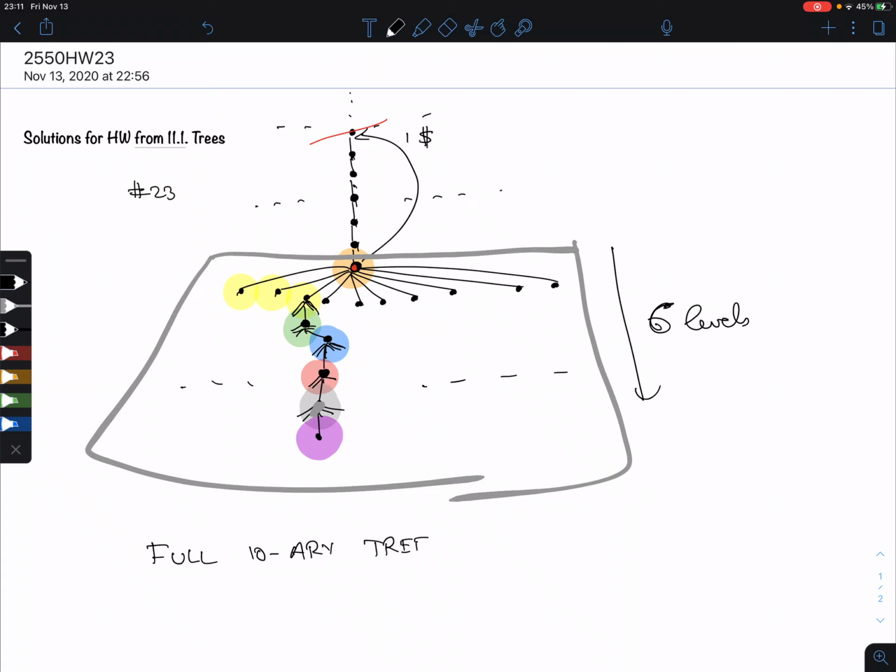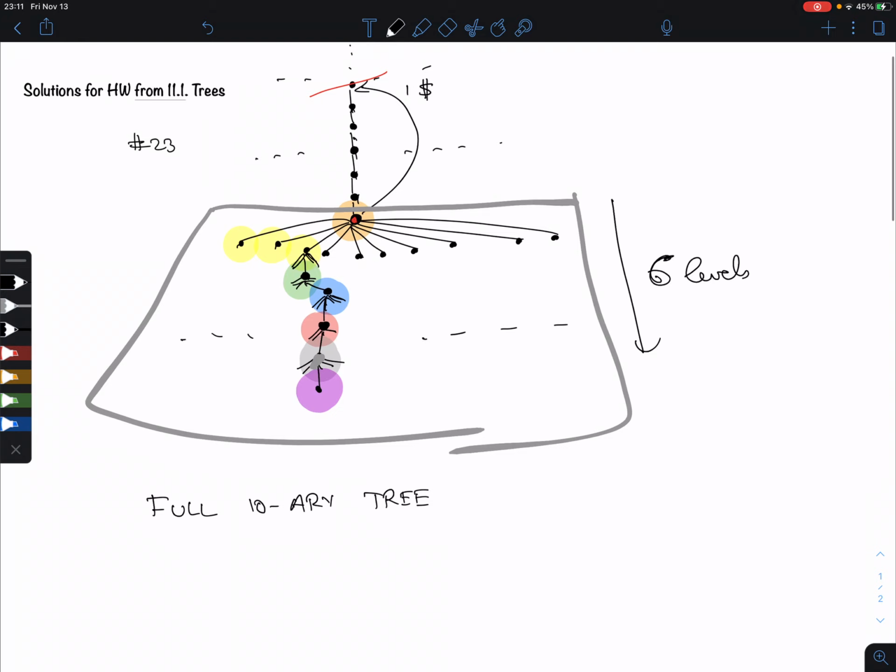Okay, it's a full ternary tree, and the question is, how many leaves does it have? Because if you chop it off, the leaves are exactly the purple guys. So you want to know what is L here. Okay, so how many leaves does it have? That is the question.